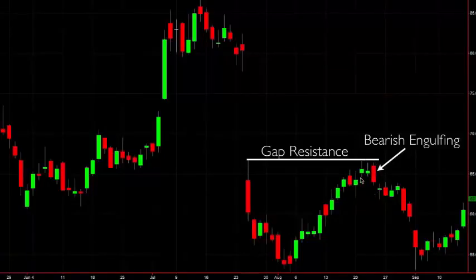Sometimes you have to be able to adjust it and trade what you see, and we are seeing nice resistance at the gap. We're seeing almost two shooting stars showing sellers are coming in. That's what we know about the shooting star. And then we see the bearish engulfing. That's a nice entry signal.